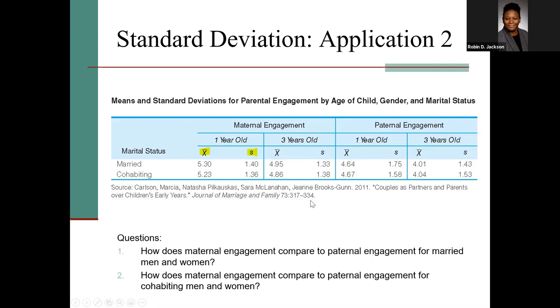So what I would say is maybe take a moment and see if you can figure out how to answer that question, especially for the second one. How does maternal engagement compare to paternal engagement for cohabitating men and women? See if you can answer it. Actually, I'll tell you what, see if you can answer this, and if you answer it and you get the question correct, I will give you 5 extra credit points on an assignment of your choosing.